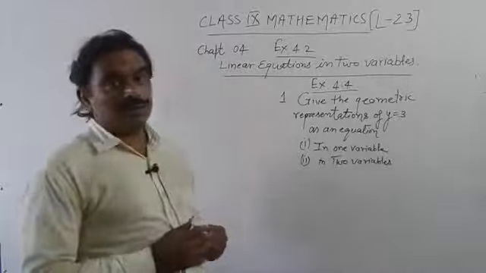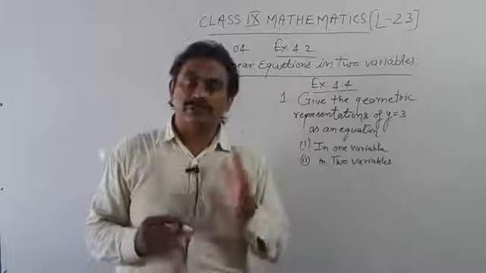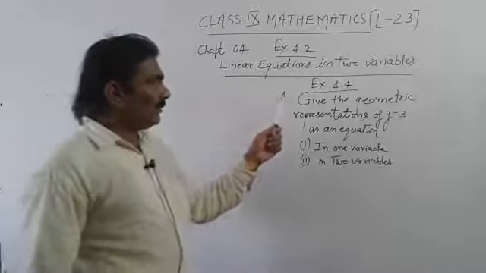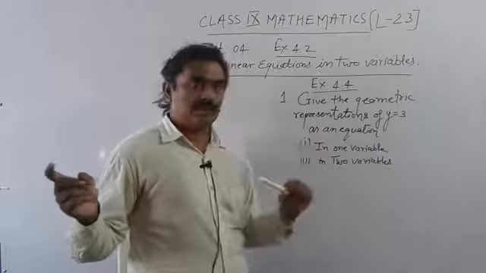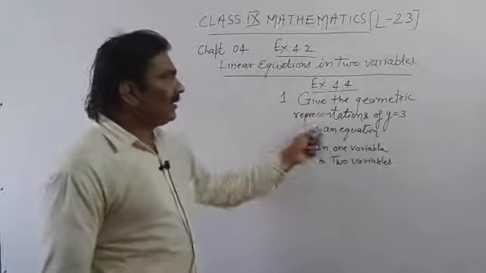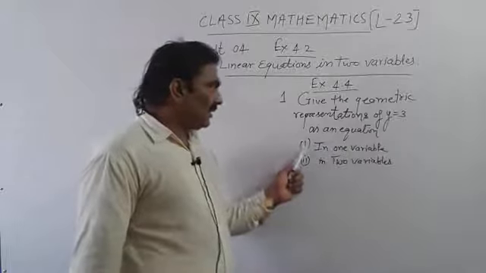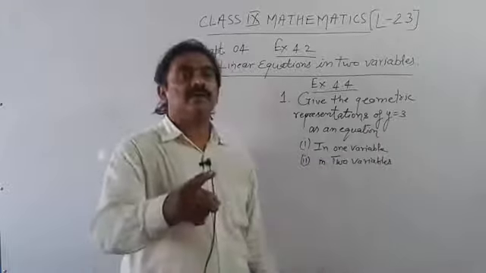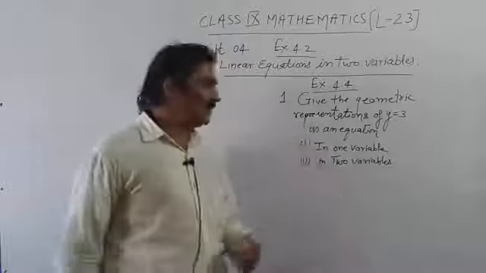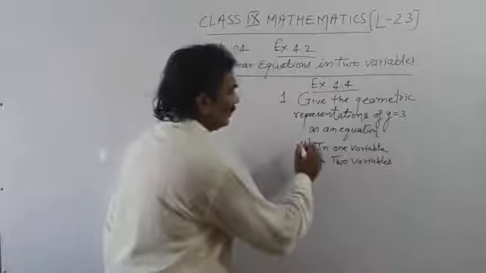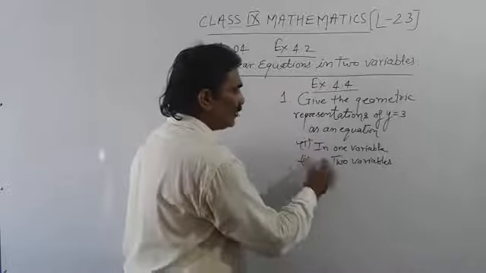Okay students, now without any delay we start the first question of 4.4: give the geometric representation of y = 3 as an equation, first in one variable and second in two variables. First of all we take one variable, and then we take the representation in two variables.